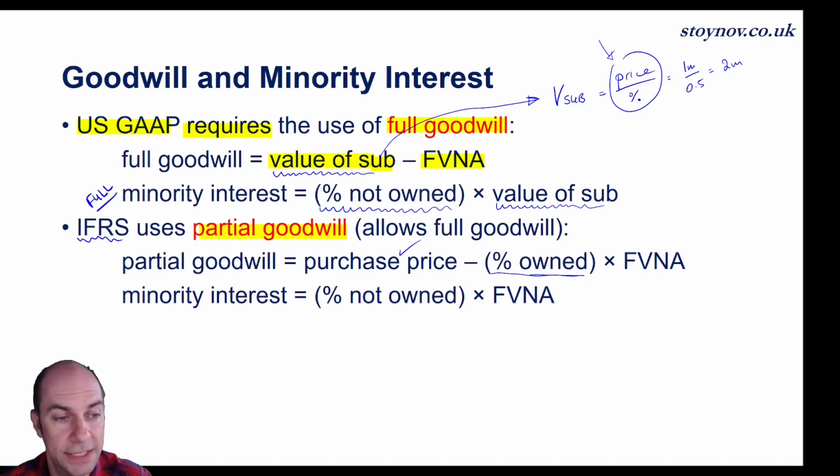Here I use, however, partial goodwill because I prepare statements under IFRS. Remember, goodwill here would have been lower on the left, so logically, I'd be expecting minority interest here to be lower on the right. And of course, rather than taking the percentage stake that we do not own times the value of the sub, in this case, we simply multiplied by the fair value of net assets.